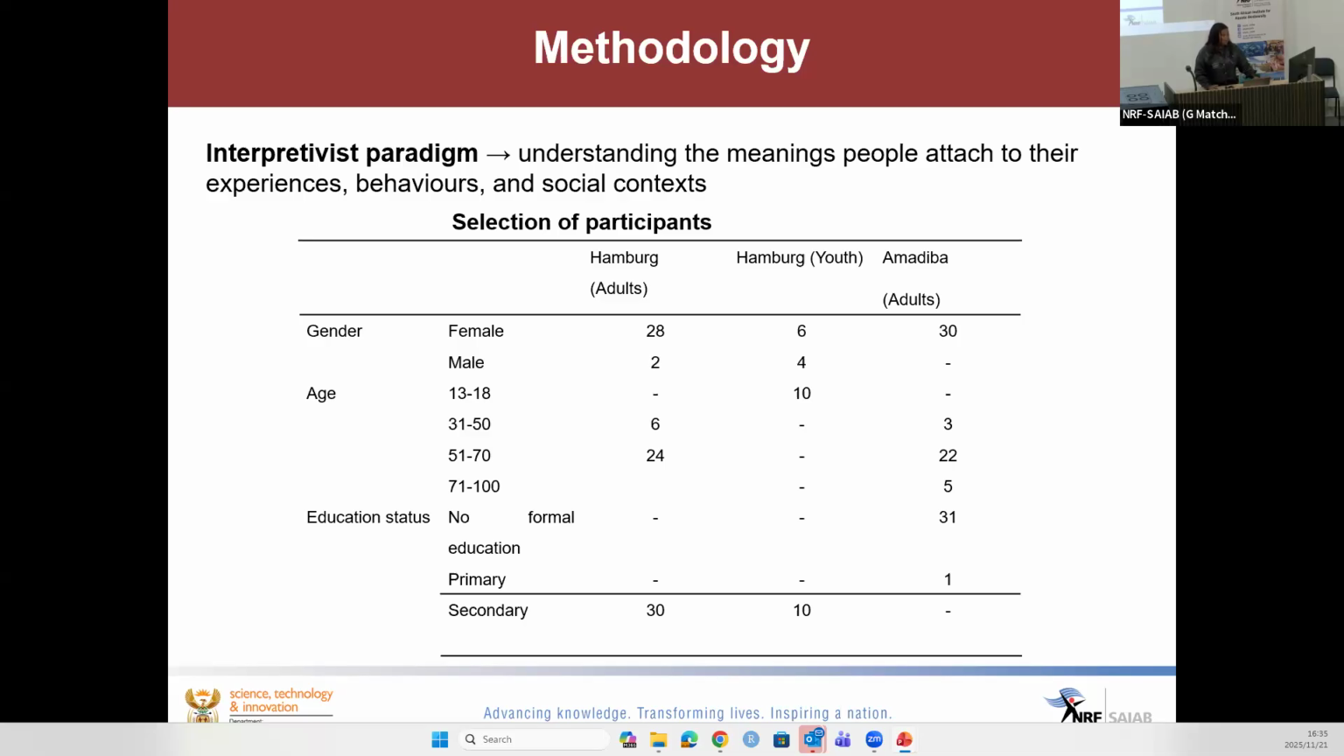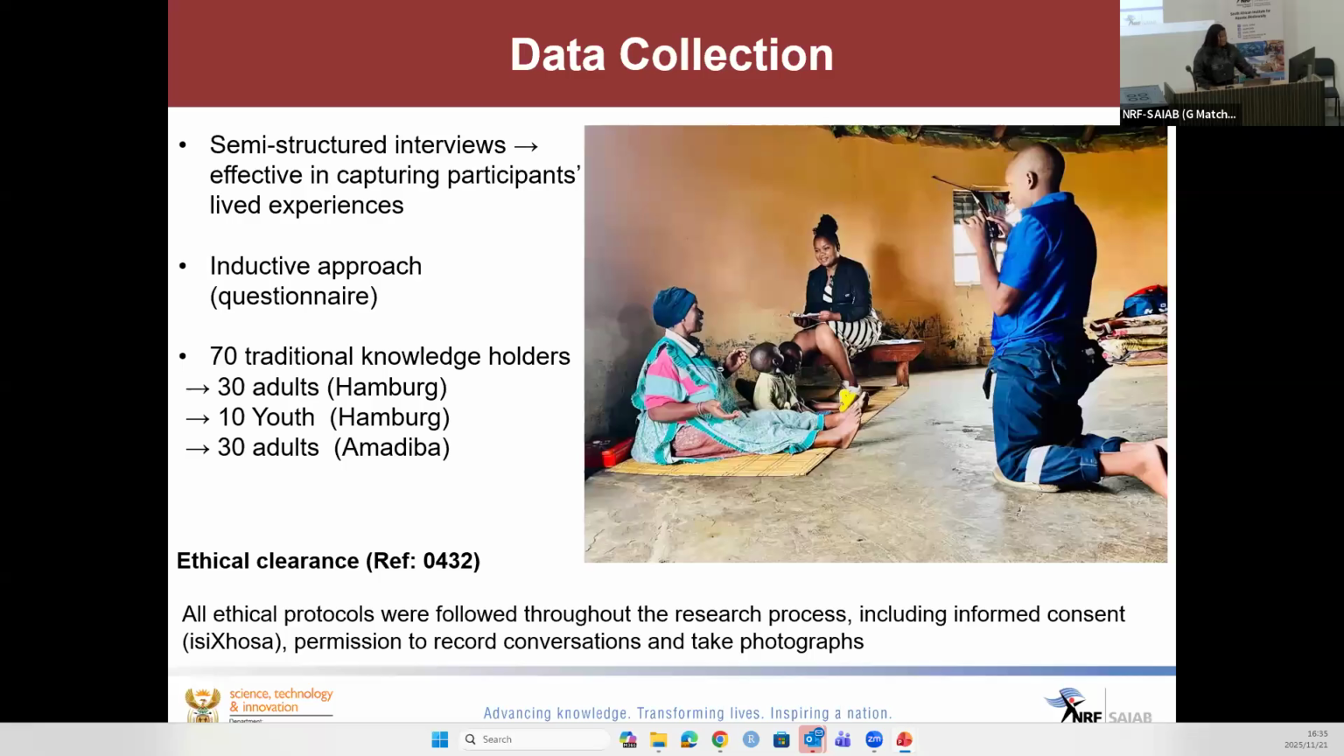In Amadiba, we had 30 adults, and in Hamburg, we also had 10 youth, 6 females and 4 males. For data collection, we used semi-structured interviews, which are effective for capturing participants' lived experiences. We selected an inductive approach where we used a questionnaire with open-ended questions. So there were 70 traditional knowledge holders, as I've mentioned.